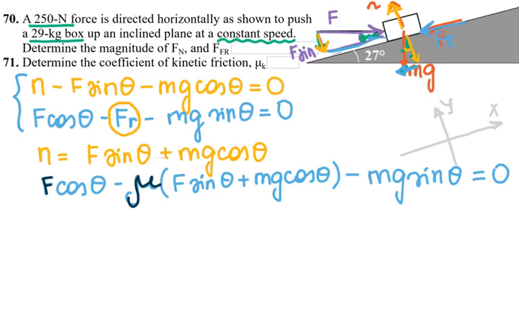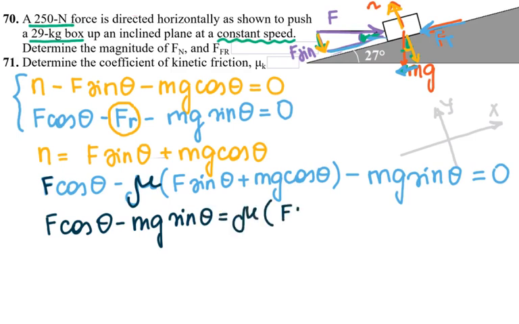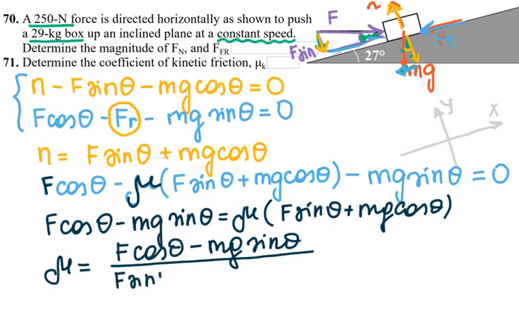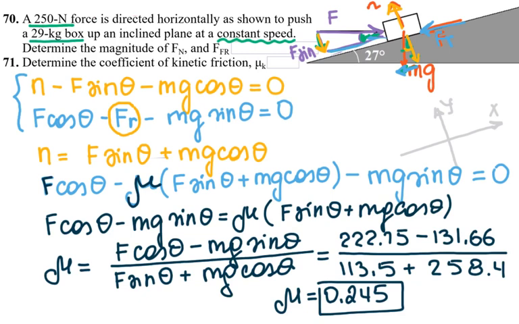So let's solve for mu. If I solve for mu, I have to move it to the other side. So what I have on this side is F cosine theta minus mg sine theta is equal to mu times F sine theta plus mg cosine theta. And mu then is equal to F cosine theta minus mg sine theta divided by F sine theta plus mg cosine theta. And that is equal to, so I got my mu equal to 0.245.